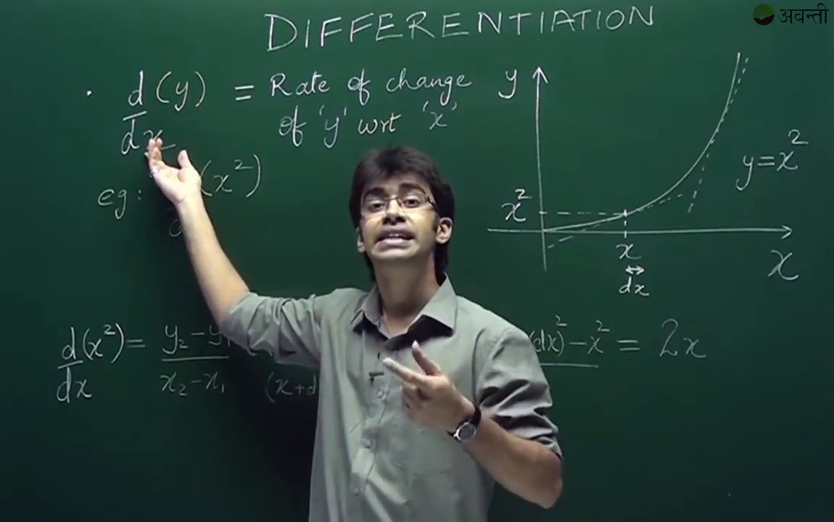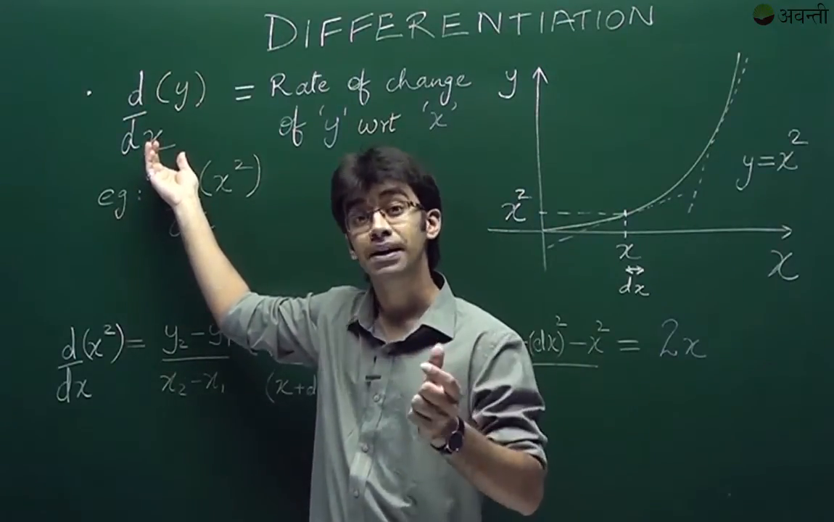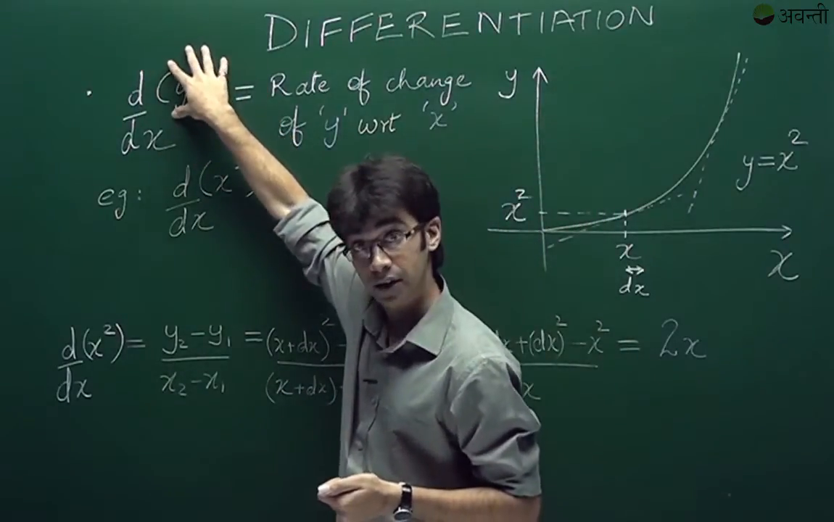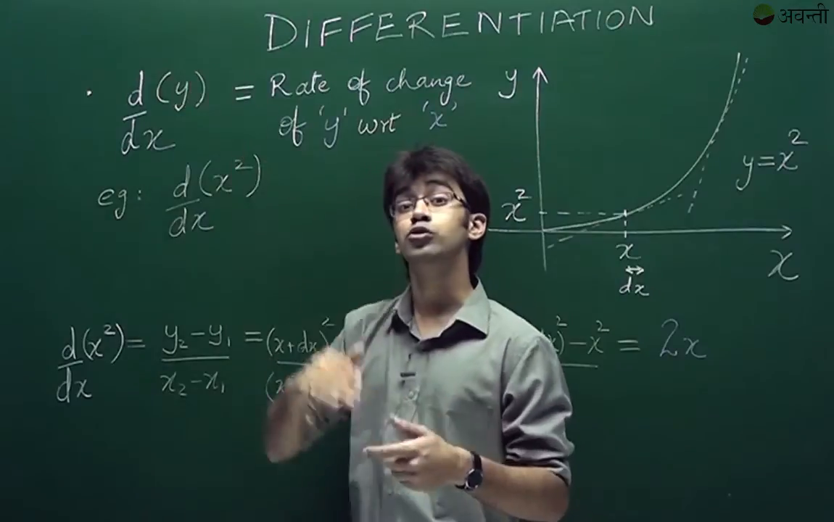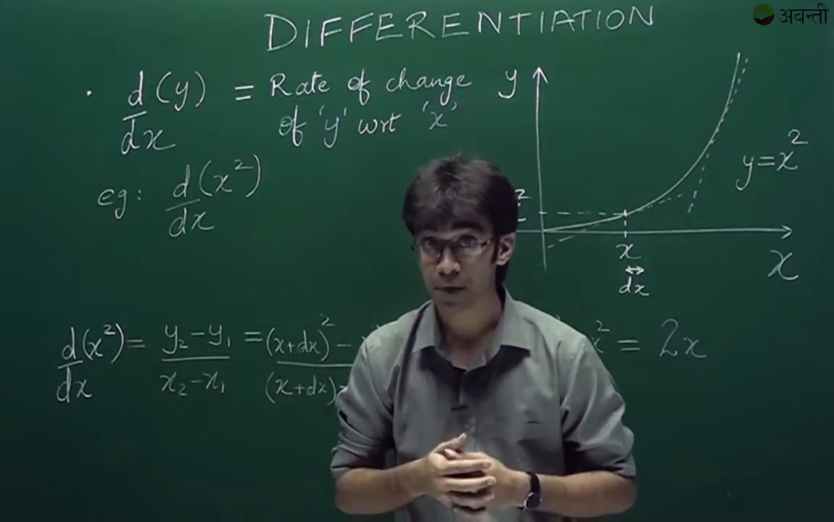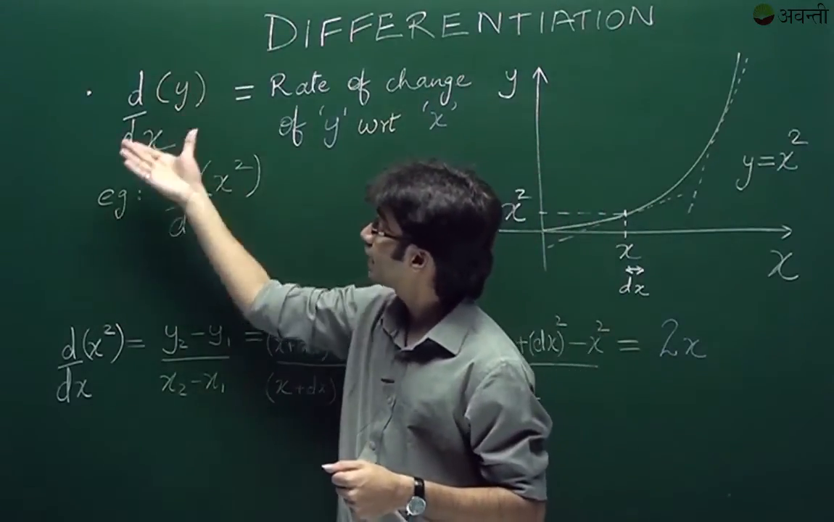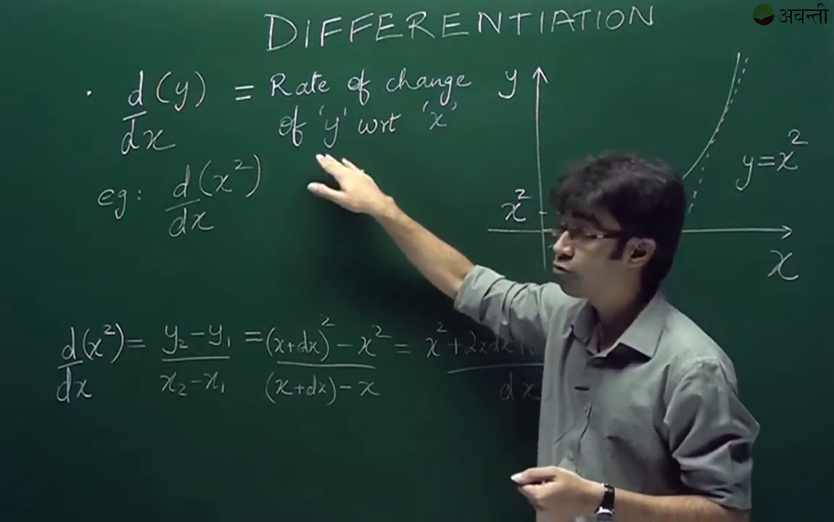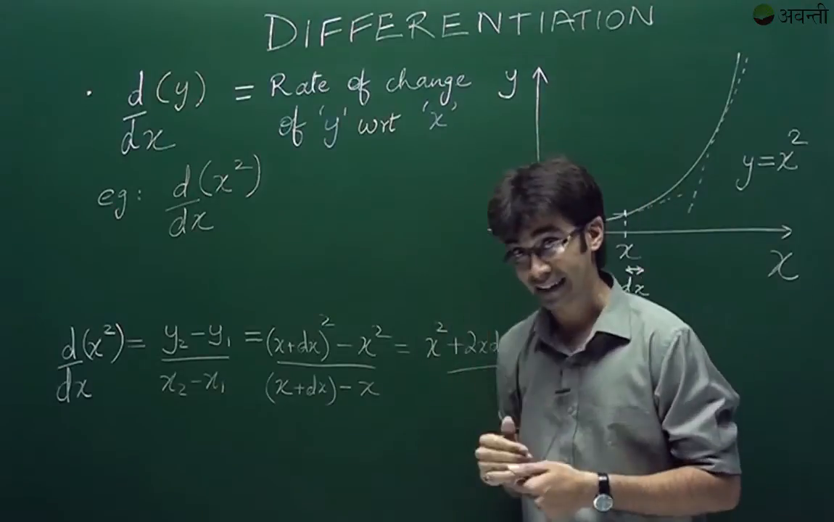x over here is the input variable or the independent variable whose value can be changed. And the value that you write here is typically the function whose rate of change needs to be found. For example, if I write d by dx of y, I am saying that I want to find the rate of change of y with respect to x.